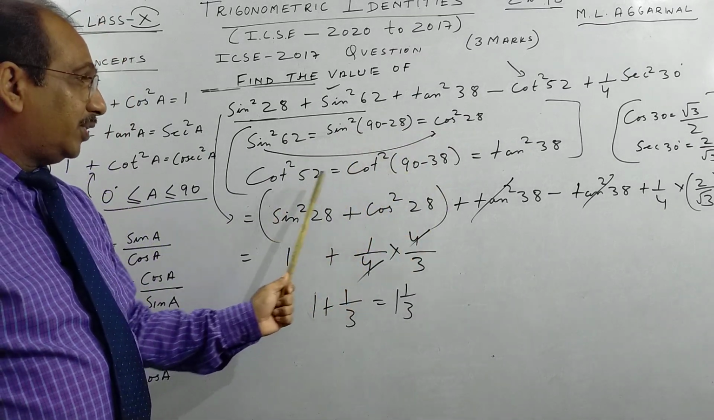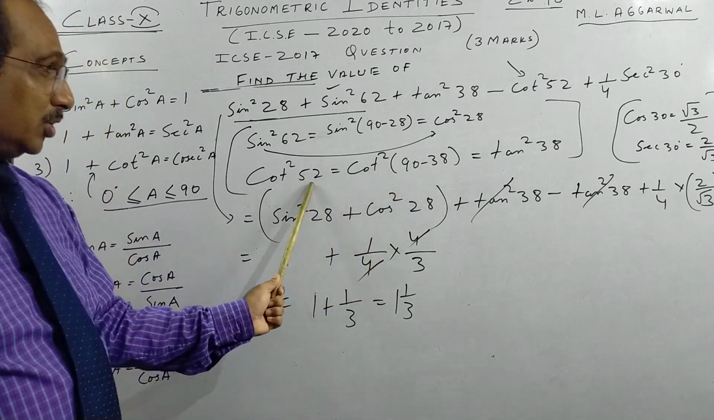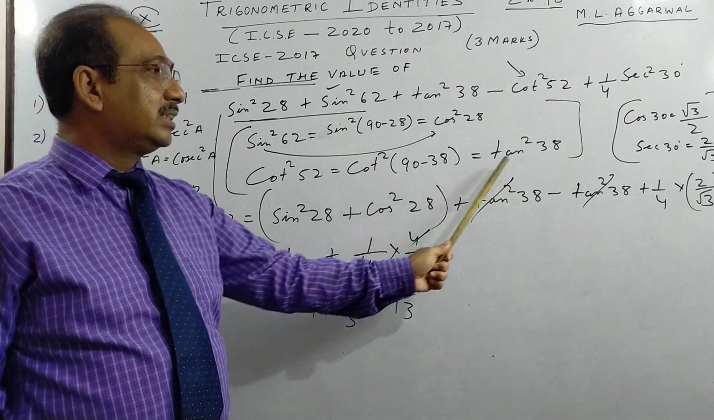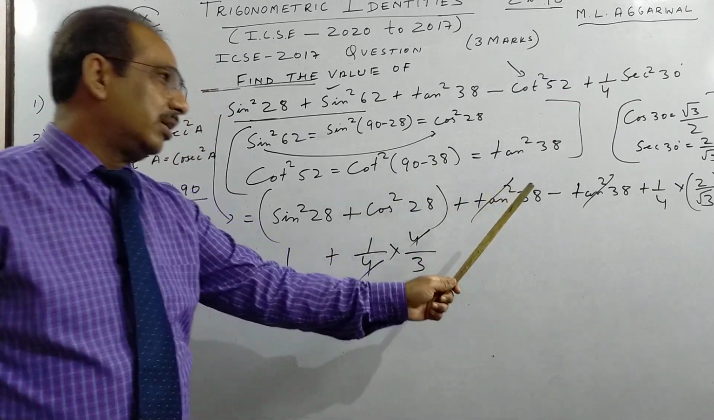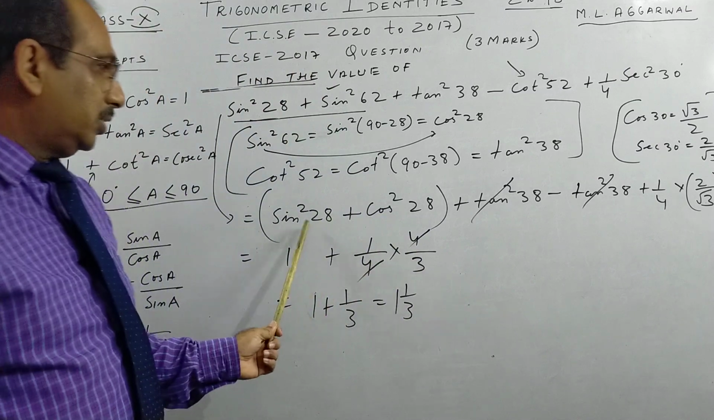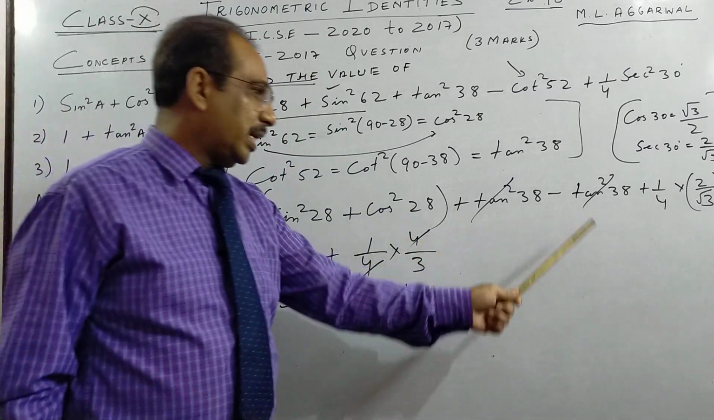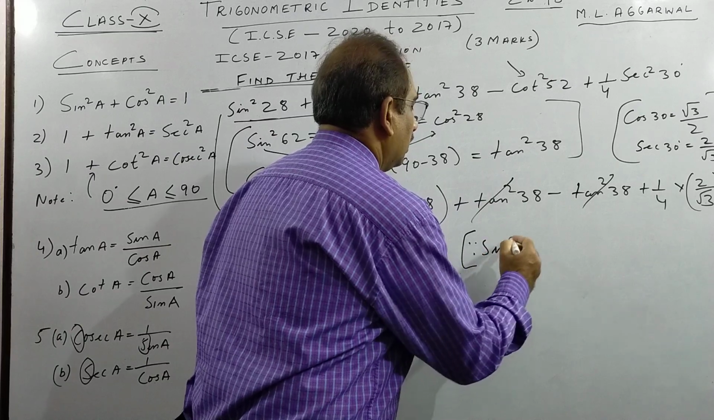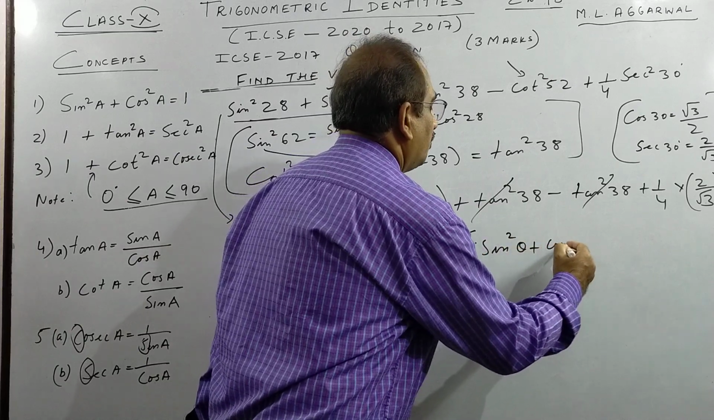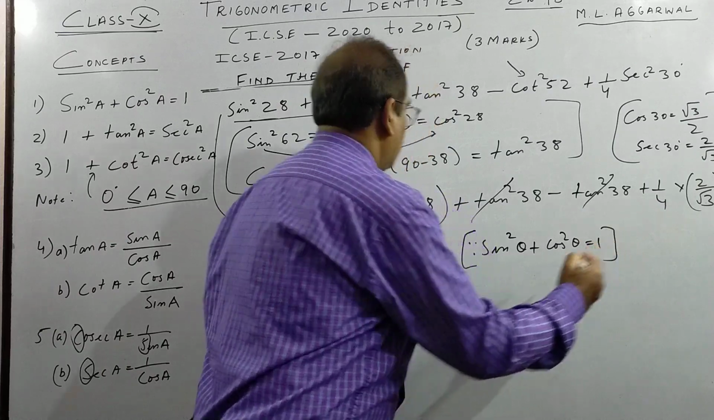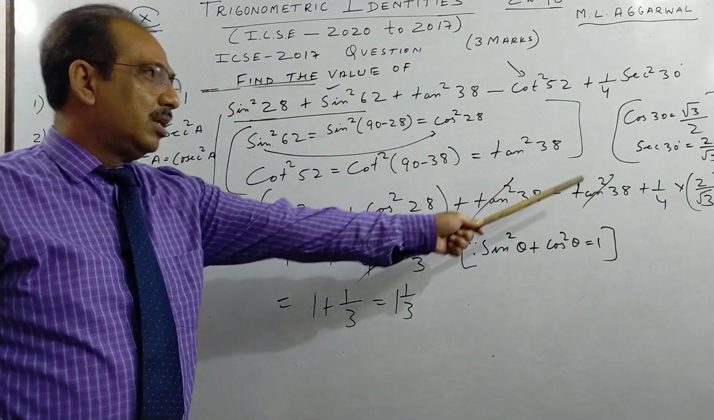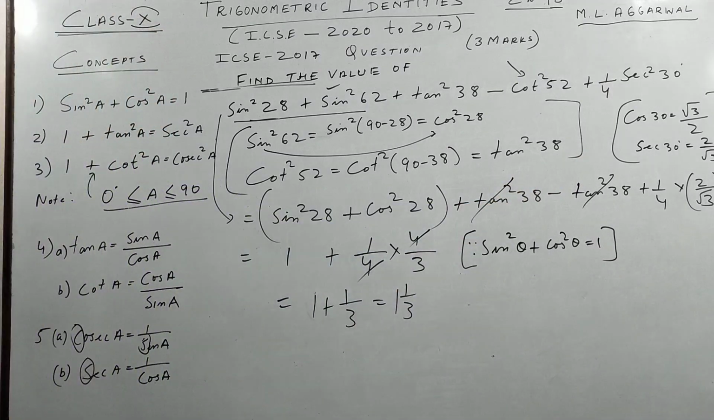So cot square, first show 90 minus this, because 52 is 90 minus 38. Then cot 90 minus theta is tan theta. If it is square, same thing. And here we use standard angle. So this 2 becomes 1 and this 2 cancels out. So here you can write simply, since sin square theta plus cos square theta is 1, because here we have substituted, this has cancelled and this is coming from standard angle. So pause your video and copy.